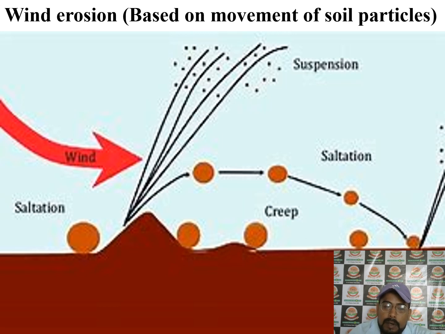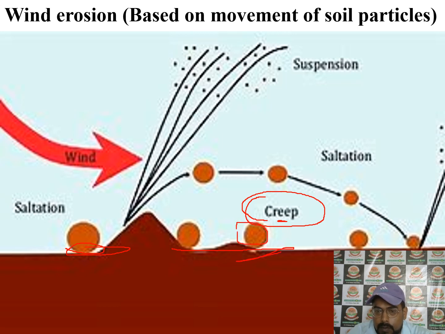Wind erosion is classified depending on the movement of the particles. First is surface creep. Surface creep means the movement of soil particles attached to the surface, along the surface. This movement is called surface creep. That is the first stage, and the particle size is between 0.5 and 1 millimeter.